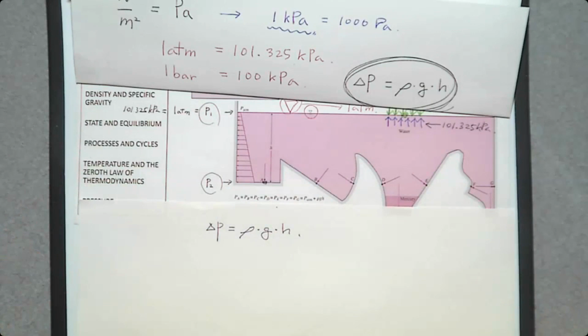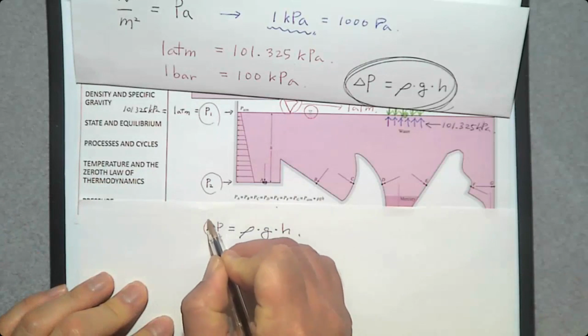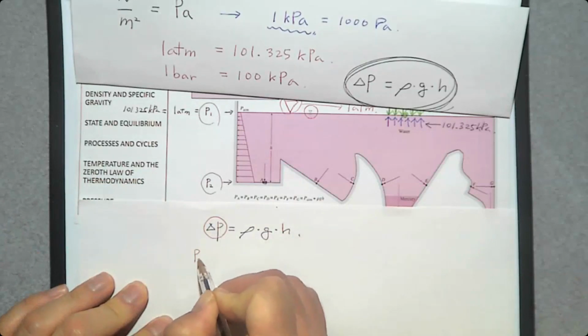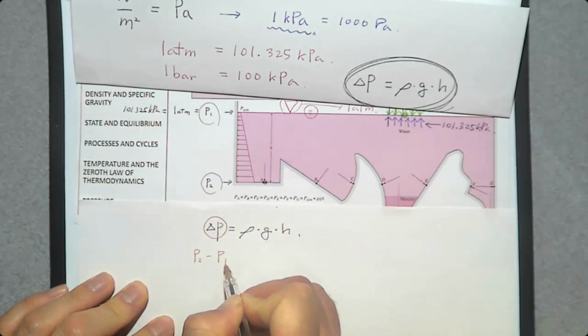Delta is the difference. Can this difference be a negative value? No, this should be a positive value. Then between P1 and P2, which one is greater than the other? P2. So if you want to determine this delta P, is it P1 minus P2 or P2 minus P1? Yes, P2 minus P1. Then this delta P is P2 minus P1. It's not P1 minus P2.